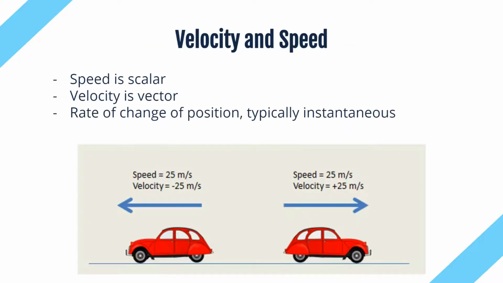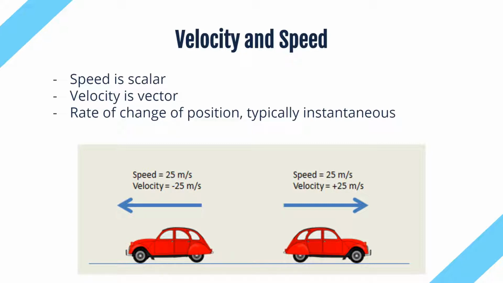So our next main concept is velocity and speed. So very much like how we had a difference between distance and displacement, speed is a scalar, meaning it's only a value, it's a number, while velocity is also a vector. So you can think of speed as being the magnitude of velocity.